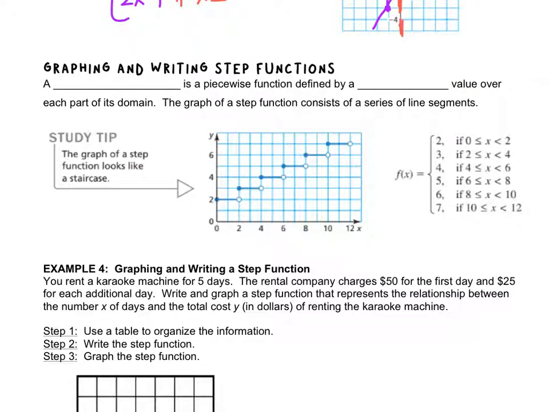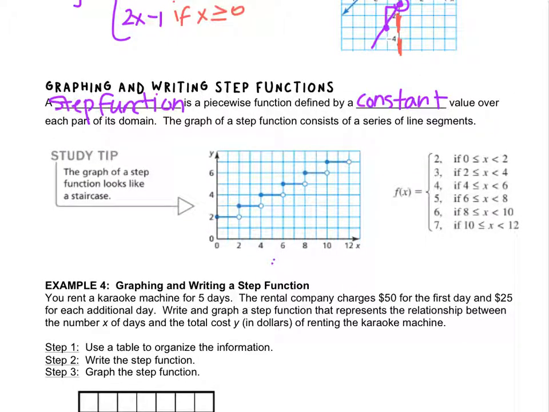Last thing to look at is this thing called a step function, and a step function is a type of piecewise function that you will see as you get into high school math. We call it a step function because it looks just like stairs, because it's defined by a constant value. And remember, constant is just another word for number.